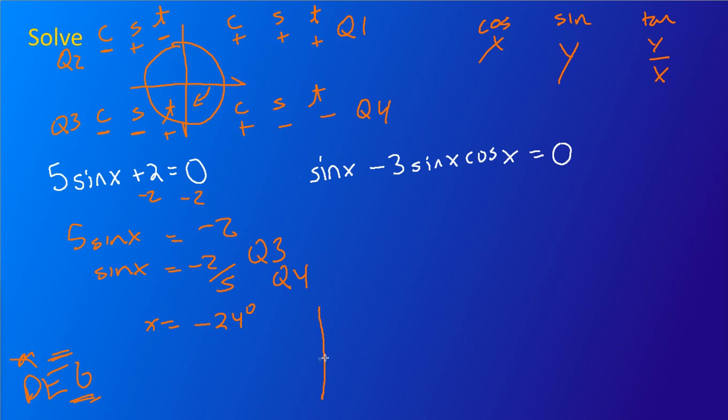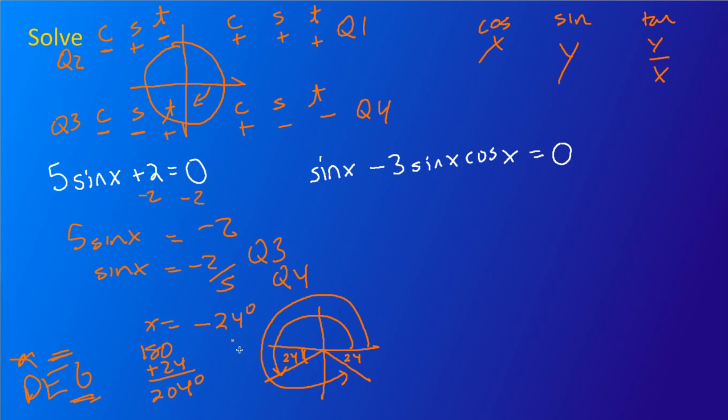Now, to get the actual angles, here's my quadrant 3 angle, here's my quadrant 4 angle, and I know the reference angle is 24, so I know both of those are 24. So for the quadrant 3 angle, 180 plus the 24 degrees. So that's going to be 204 degrees for the first one. And for my quadrant 4 angle, the best way to get that is going to be to do 360 minus the 24. And that's going to give us 336 degrees.